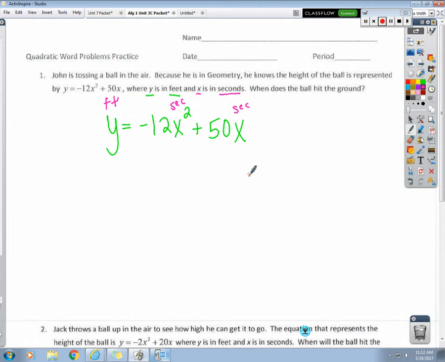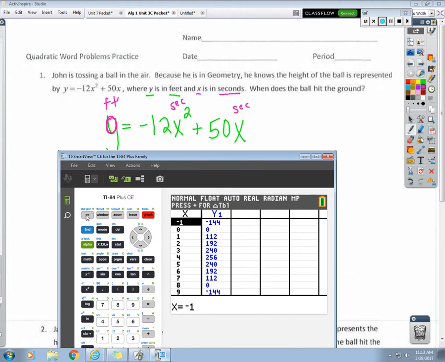When does the ball hit the ground? So they want to know how long will it take before the ball he tossed hits the ground. So what does that mean? Well, don't we know that when the ball hits the ground, the ball will be 0 feet from the ground? So couldn't we plug in 0 for feet because we're wanting to know when the ball is 0 feet from the ground? And now couldn't we just graph this? Okay, so let's graph it.